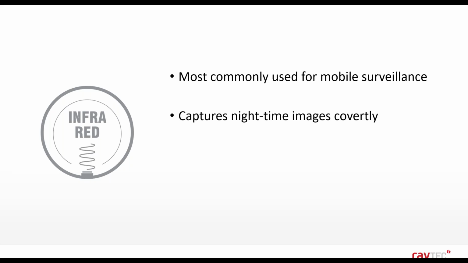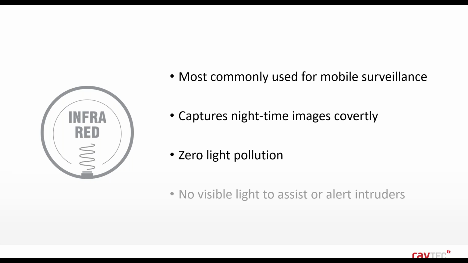As mentioned, with your standard infrared, you're capturing nighttime images covertly. There's zero light pollution, so that quite often is a constraint, especially when you're installing in built-up environments and also construction sites, which might be near to people's homes. But also from an intruder standpoint, infrared isn't providing any visible light to assist or alert intruders. So again, depending on what you want, do you want it to be a deterrent factor, or do you want it to be completely covert? But ultimately, they're not going to have any white light in order to see what they're doing as well.